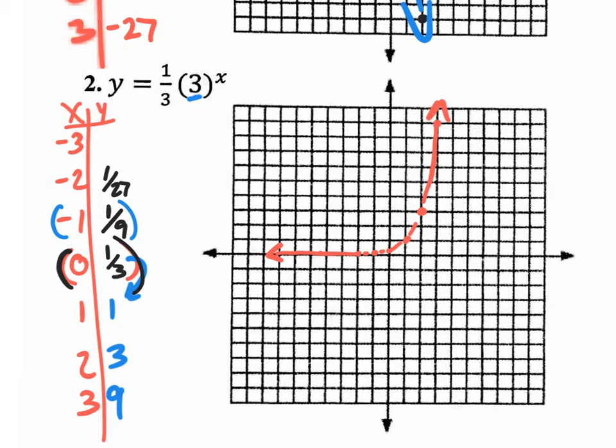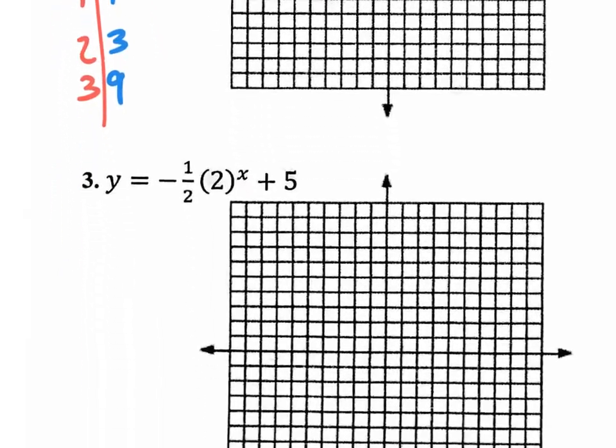And do we need to shift it up or down? No, because there's no k value. It doesn't say plus 5 at the end of it all. It's just y equals a times b to the x. Let's move on to number 3.